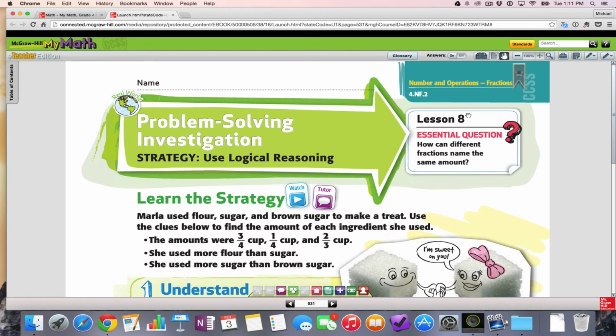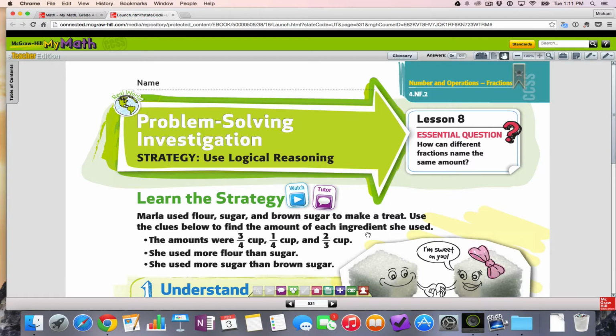Hello, this is Lesson 8 in Chapter 8, and we are going to be working on problem solving. Our first question is, Marla used flour, sugar, and brown sugar to make a treat. Use the clues below to find the amount of each ingredient she used.